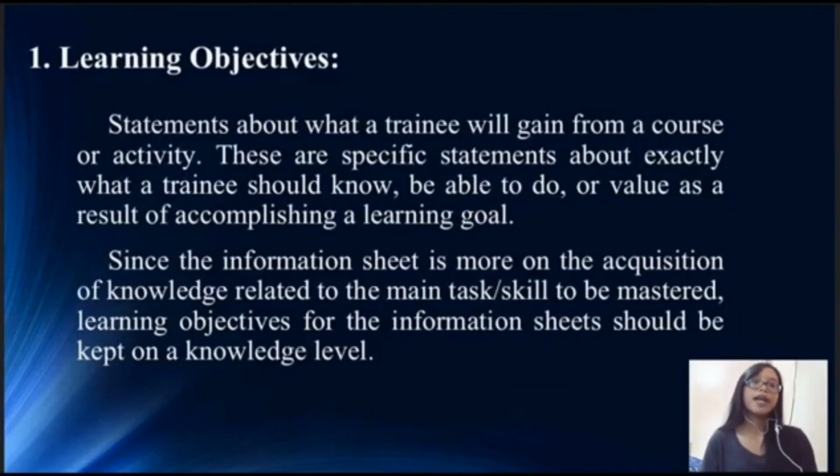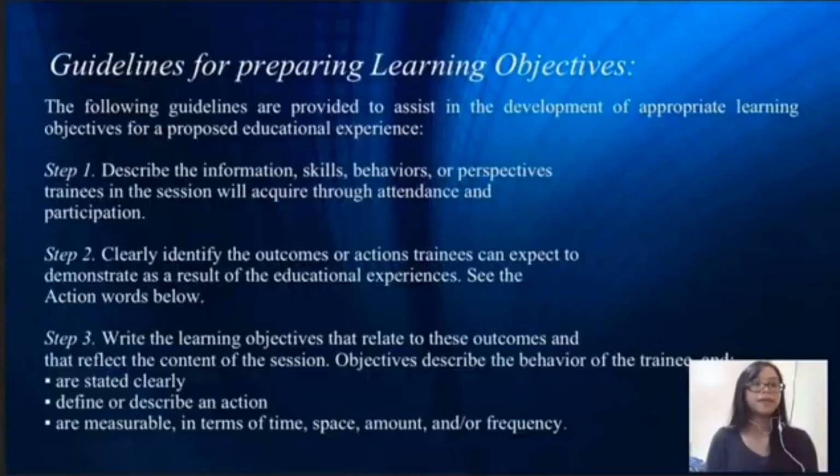So number 1, the learning objectives. Statements about what a trainee will gain from a course or activity. So these are specific statements about exactly what a trainee should know, be able to do, or value as a result of accomplishing a learning goal. Since the information sheet is more on the acquisition of knowledge related to the main task or skill to be mastered, learning objectives for the information sheets should be kept on a knowledge level.